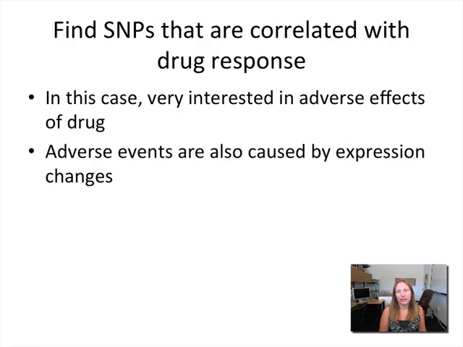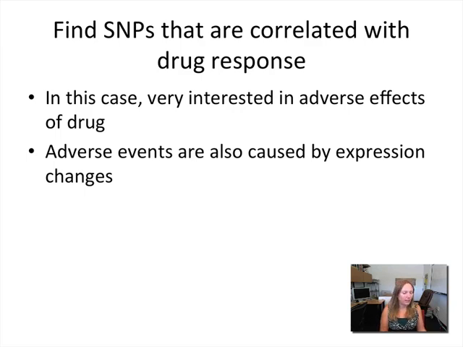First, they found SNPs that are correlated with drug response. So they take all the people that are really susceptible to the drug and all the people that are really unsusceptible to the drug, and they look at each SNP to see if there's some enrichment for a particular genotype in the susceptible people compared to the unsusceptible people.